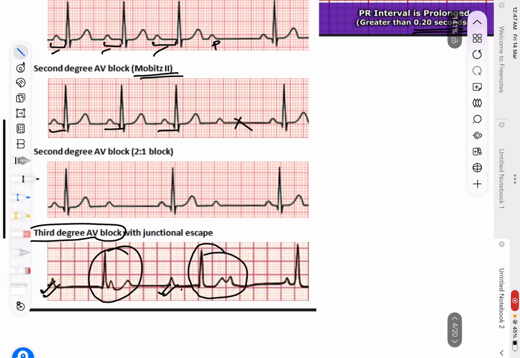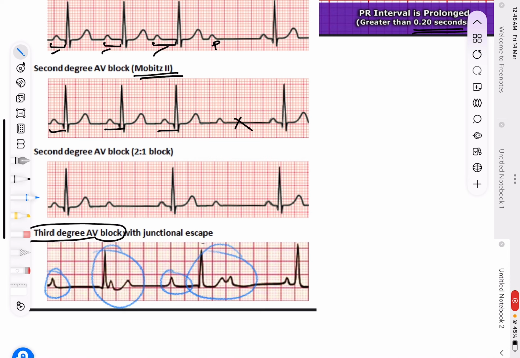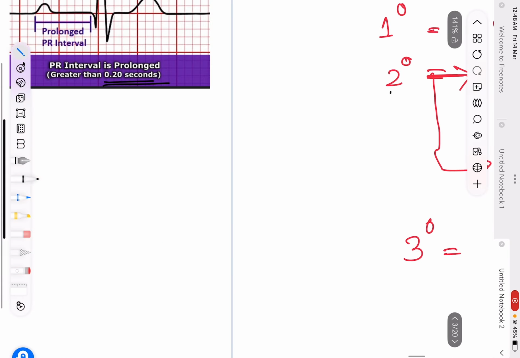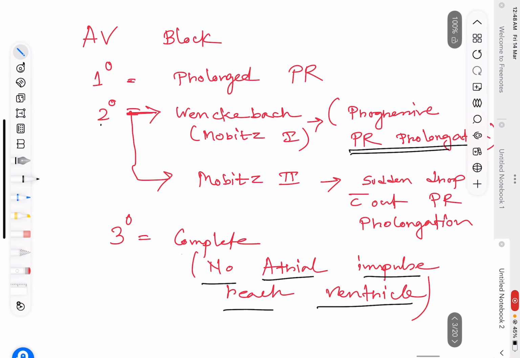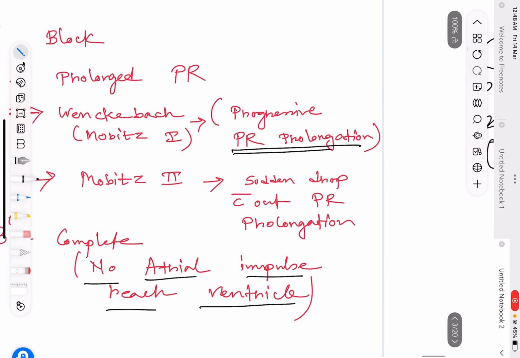So here we see a P wave, here we see a QRST complex, here QRS and T, but the P waves are not followed by QRST. The P wave comes separately and the QRST comes separately. This is third degree AV block. Clear, right? So AV block is clear, right?